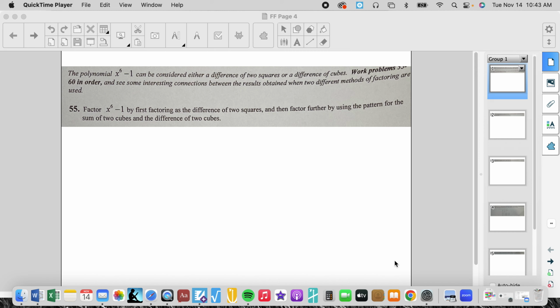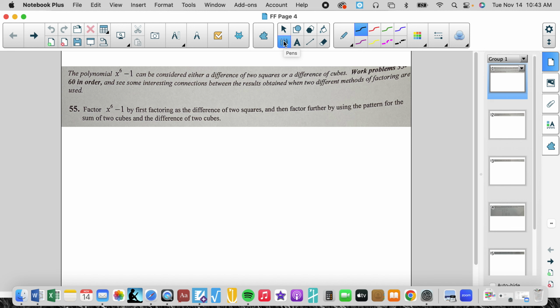And these problems, I think it's 55 through a whole bunch more. But you want to be looking and seeing, with this problem, they ask you to first factor it as the difference of two squares.